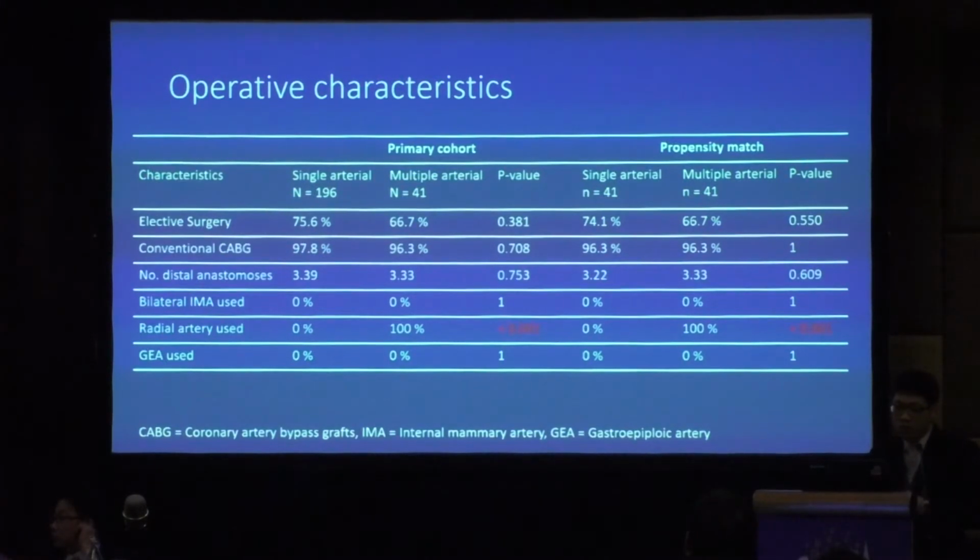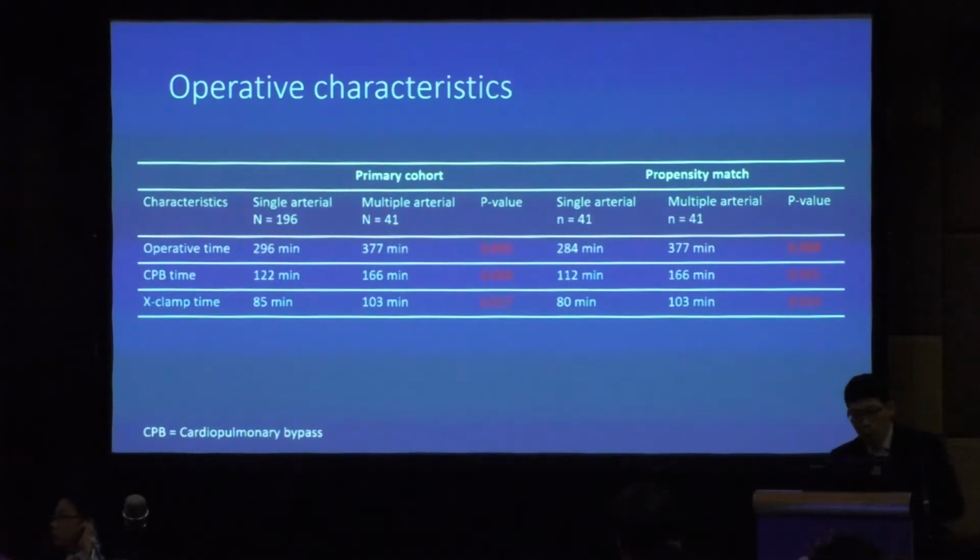Operative characteristics. We performed elective surgery more in the single arterial group. Almost all patients underwent conventional CABG. The number of distal anastomoses per patient was 3.3. We used only the radial graft as a secondary conduit. The multiple arterial group took more operative time, CPB time, and cross-clamp time in both the primary cohort and propensity match.